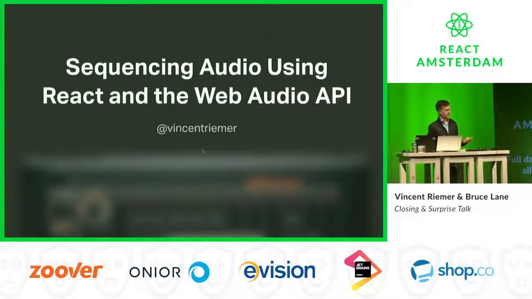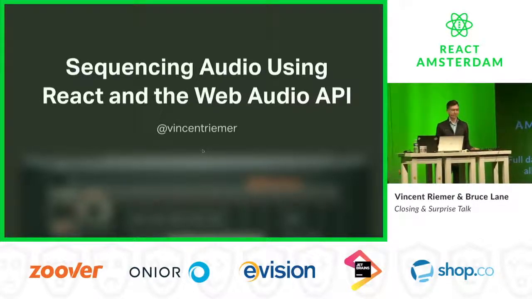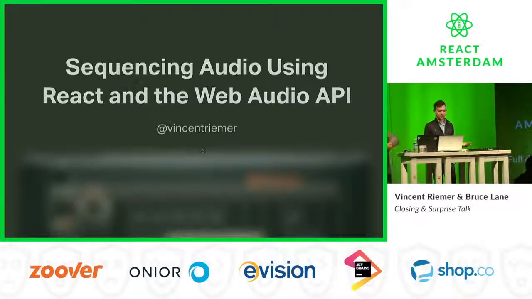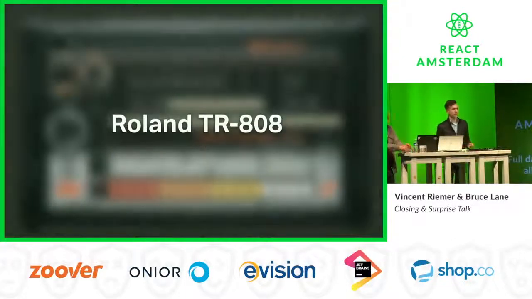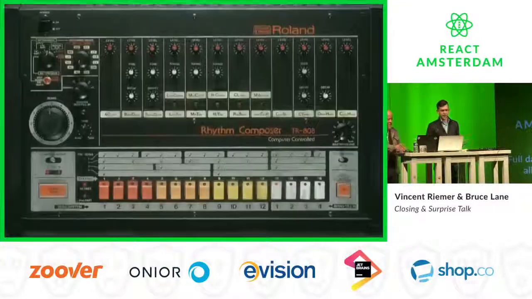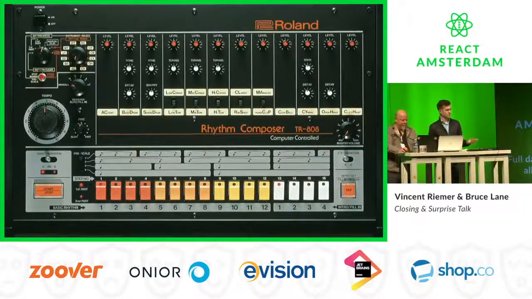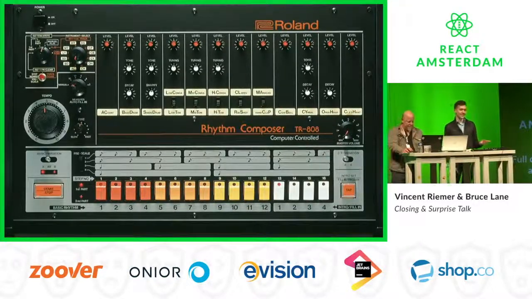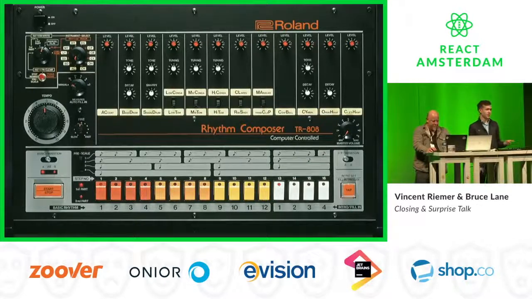I want to talk about, because one of my biggest hobbies of all time is electronic music, a little piece of history of electronic music called the TR-808. Now, this was a legendary drum machine. It was produced by the Roland Corporation in 1980 and then subsequently discontinued in 1983.